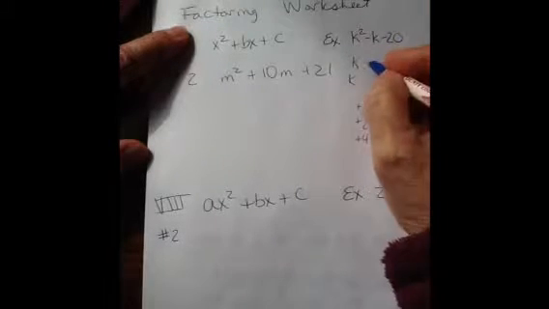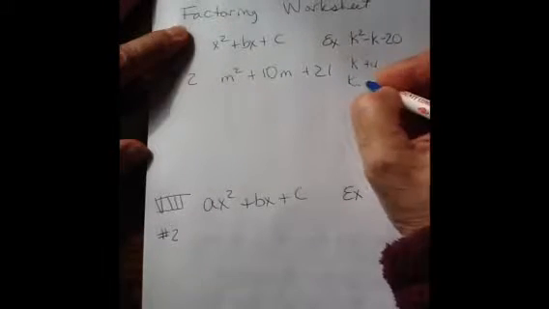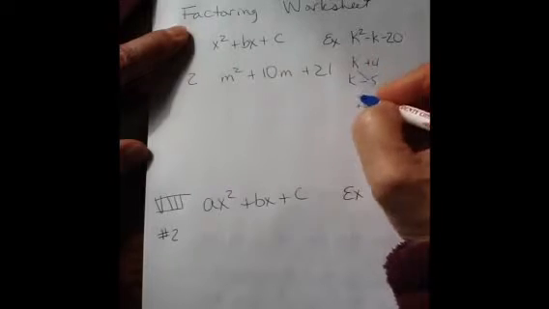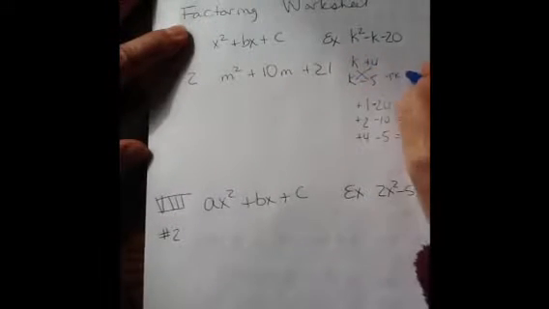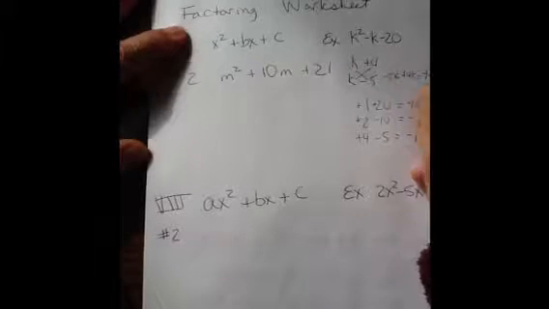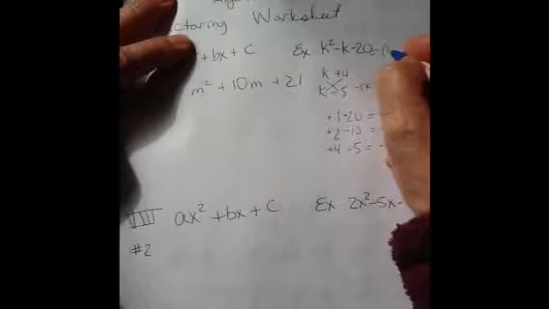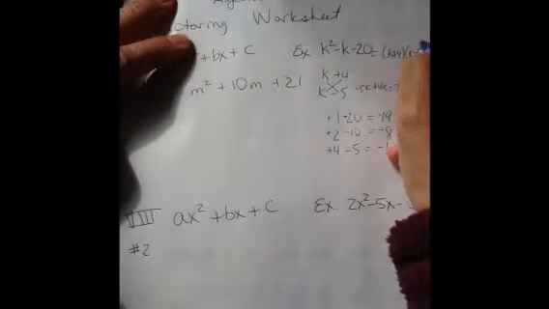So I'm going to put a plus 4 and a negative 5. When I cross multiply, I get negative 5k and plus 4k, which definitely gives me a negative k. So my factors for this are now k plus 4 and k minus 5.